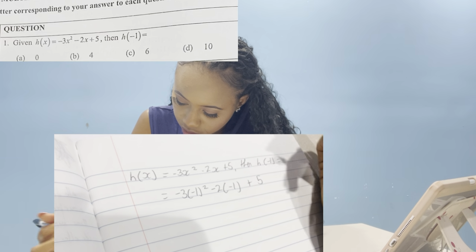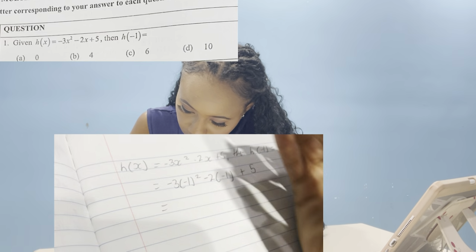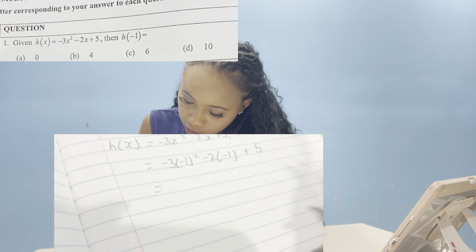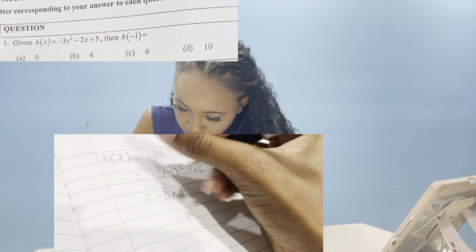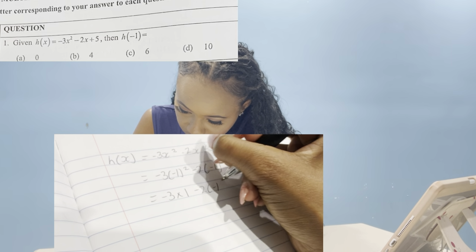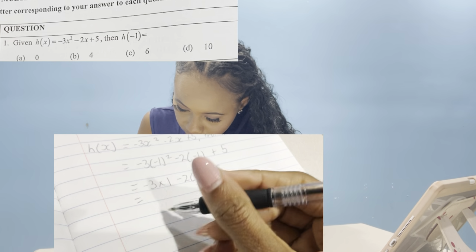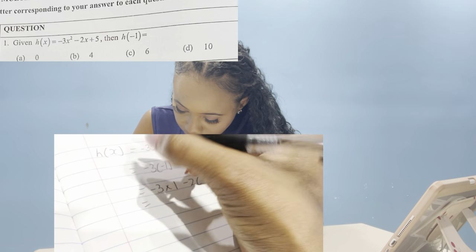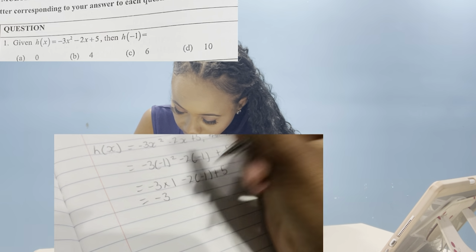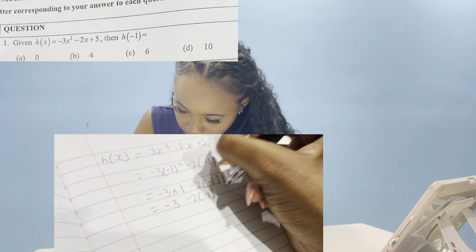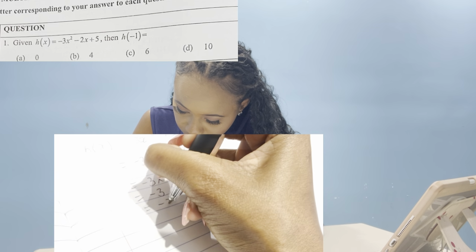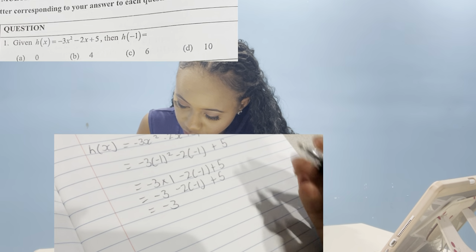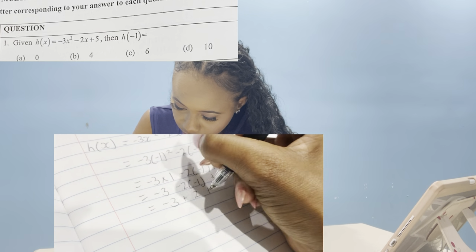Okay, so now PEMDAS, exponents first. So we have negative 3 times negative 1 squared, which is positive 1, minus 2 times negative 1 plus 5. Again, multiplication, so it is negative 3 times 1. Negative 3 times 1 is negative 3. And then minus 2 times negative 1 plus 5. And that's again multiplication here. So this would be minus 3. Negative 2 times negative 1 is positive 2, plus 2 plus 5.